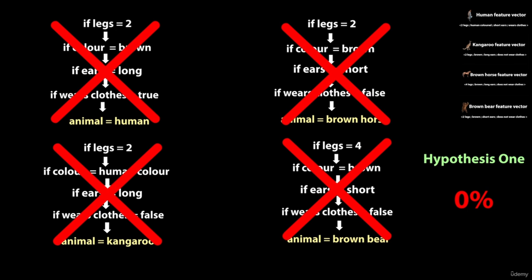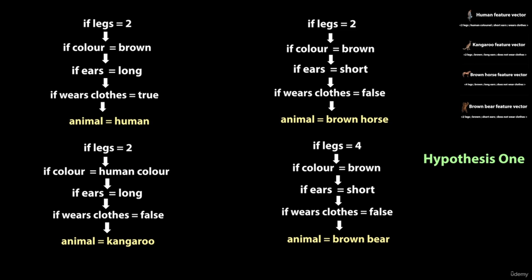At this point, the machine decides to form another model, Hypothesis 2. To do this, it swaps the brown color condition from humans with the human color condition from kangaroos. When we look at the new model, we see that the hypothesis's conditions to classify a kangaroo and the known feature vector's conditions to classify a kangaroo, which represent the ground truth, are a complete match.